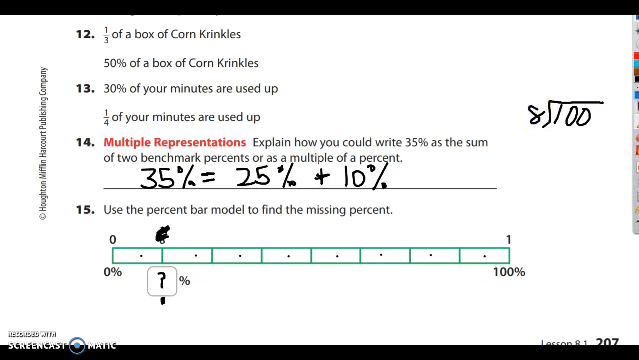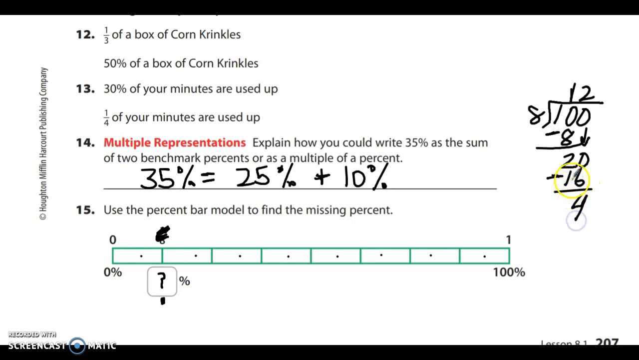And watch what I do here. It's pretty simple. 8 goes into 10 once. 1 times 8 is 8. 10 minus 8 is 2. Drop to 0. 8 goes into 20 twice. 2 times 8 is 16. And I get a remainder. But in this case, I need to annex a decimal and keep going. When you put your decimal here, you have to bring it up to your answer.